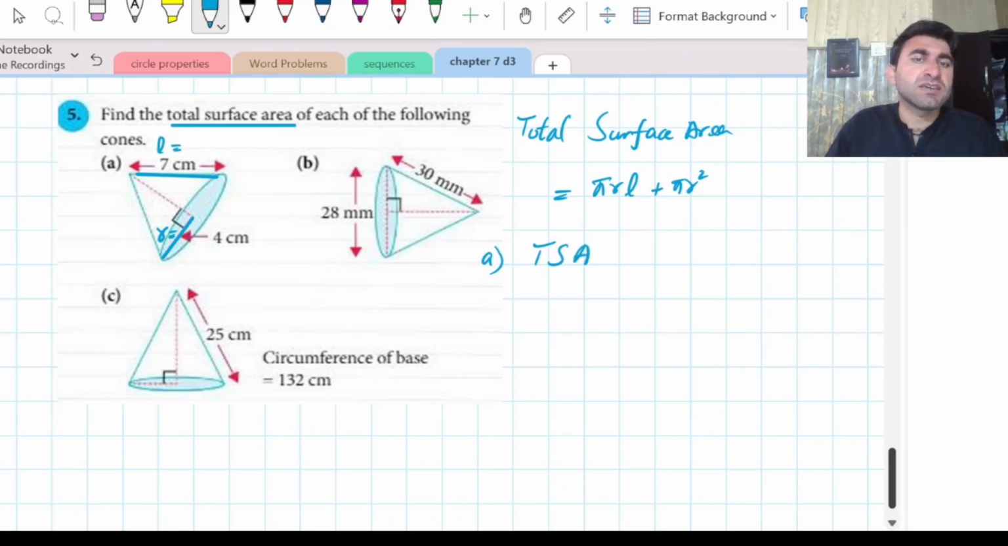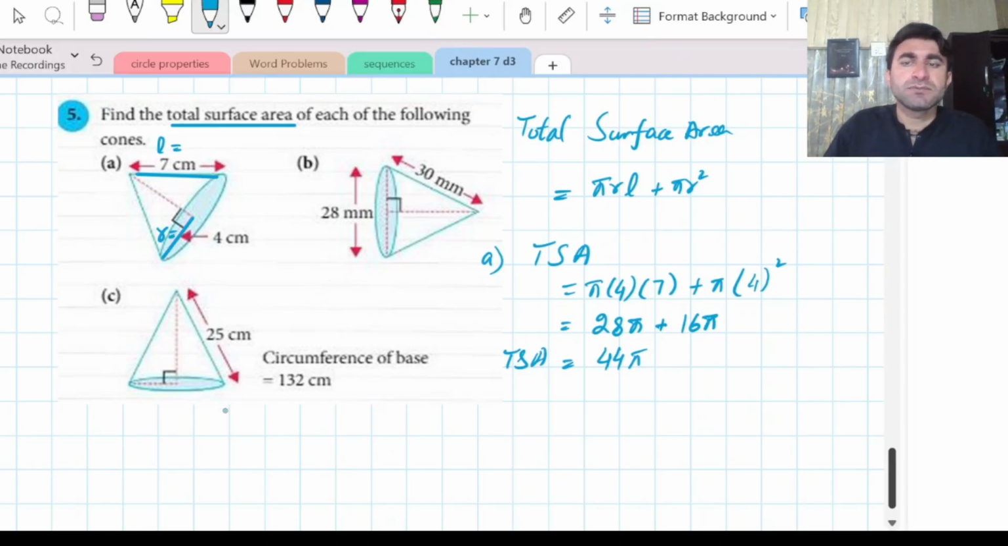For TSA, the total surface area shall become pi times radius, which is 4, the slant height is 7, plus pi r square, it will become pi times 4 square. So after we simplify, it is 28 pi plus 16 pi, so that becomes 44 pi. That is the total surface area in part A.